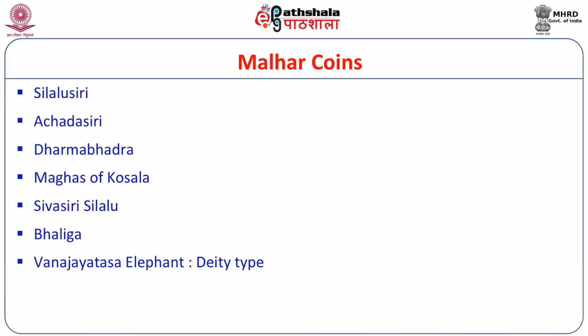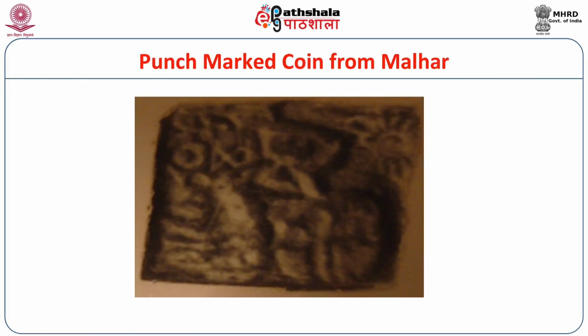You can see that there are several rulers who had been issuing coins. In the early phase, you get Silalusiri, Achadasiri, Dharmabhadra. Then the dynasty changes to Maghas of Koshala. Then again you have another phase where you have Silalusiri, that is Shivasri Silaluka, Bhalika issuing coins. And the final phase is the elephant deity type coins. Let us now see the coins. From Malhar, you have this particular punchmark coin.